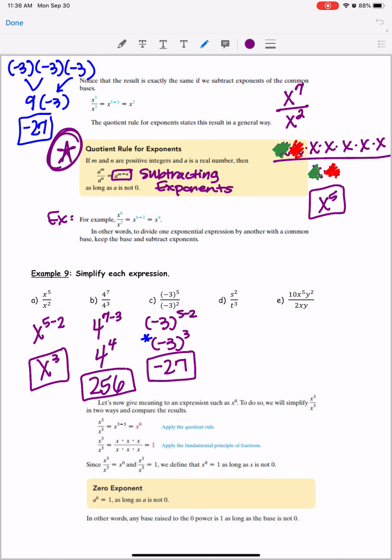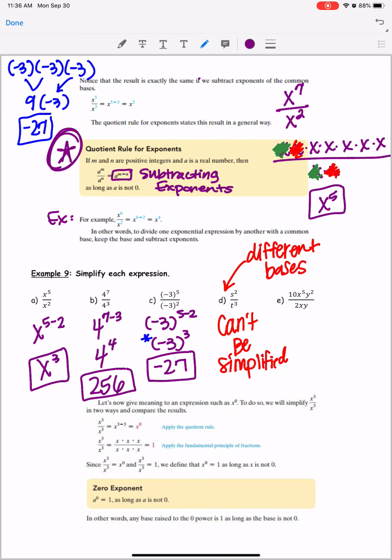Okay, on D, we got s squared over t cubed. This is another one. I'll put this in red. That can't be simplified. Why can't it be simplified? Different bases. If it's got different bases, there's nothing we can do about that.